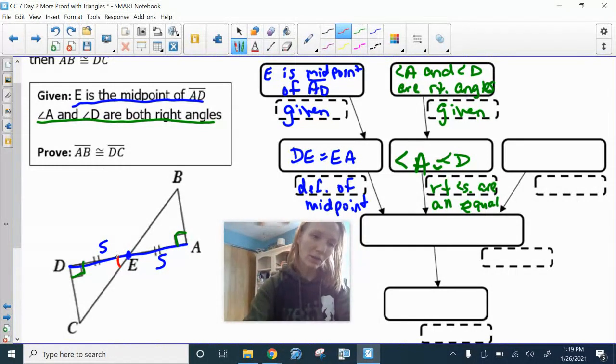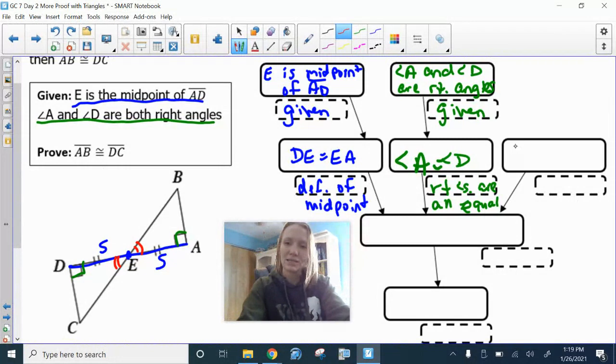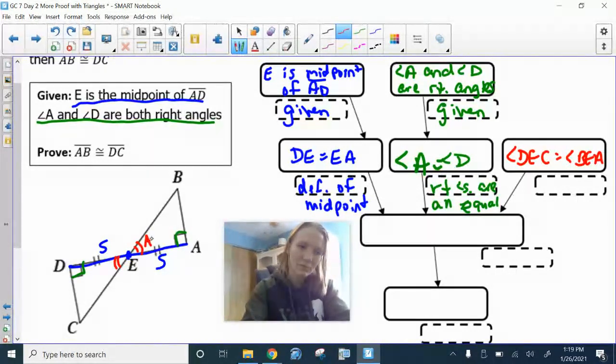We can go ahead and look at our vertical angles in the middle. They are sharing point E, but they are not sharing the angle. So we need to say that it's angle DEC is equal to angle BEA. Angles in the middle, that pair, those are the vertical angles. And then these were our angles as well.